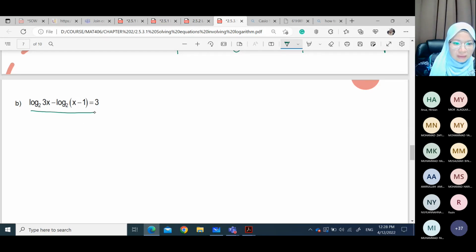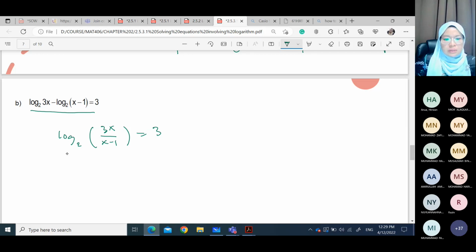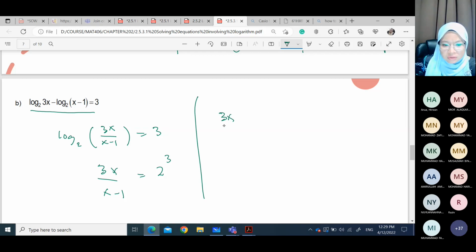Okay, so kita guna property. We have log 2. It is about 3x over x minus 1 equal to 3. Okay, so kita tukar dalam bentuk index dan kita akan dapat 3x over x minus 1 equal to 2 power of 3. Selesaikan dan kita akan dapat 3x over x minus 1 equal to 8.